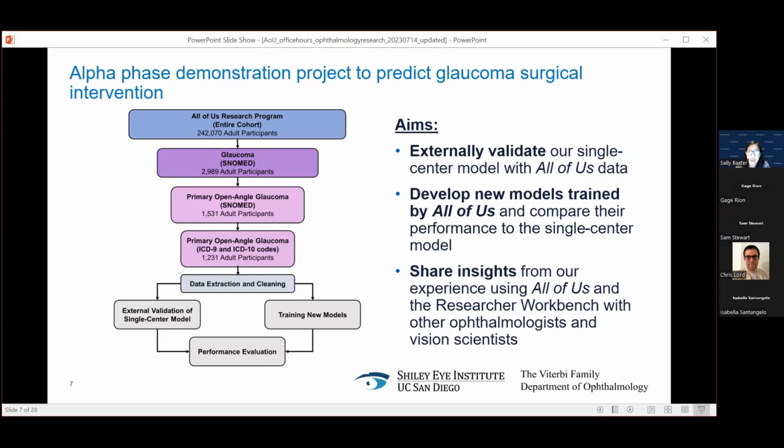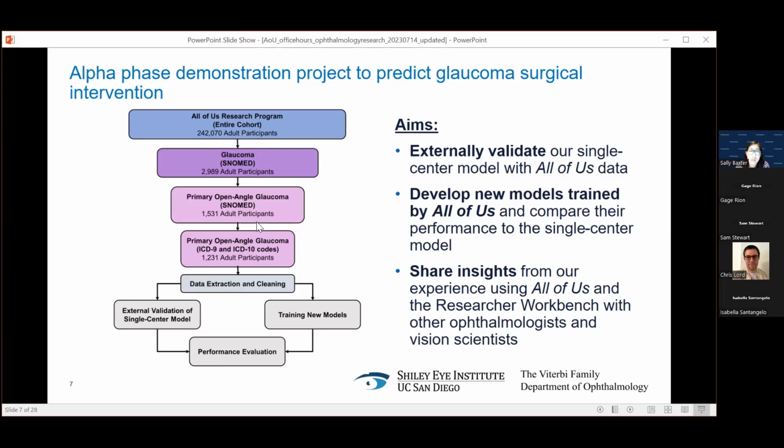And then finally, because our group was among this smaller group of initial pilot users, we wanted to be able to share insights about our experience with All of Us with other ophthalmologists and vision scientists, as well as the broader research community at large. You can see at the time we did the study, the All of Us cohort was about a third of the size that it is now. So it's a much smaller cohort at that point in time.